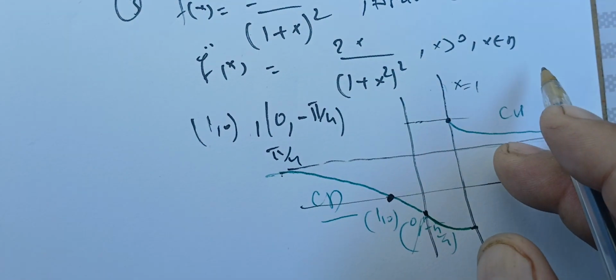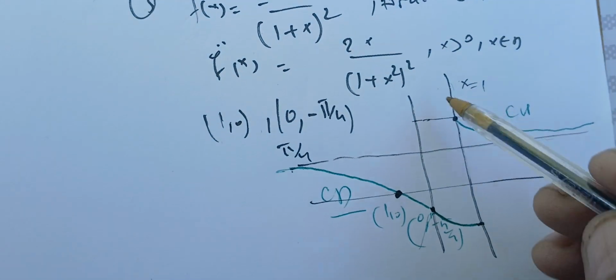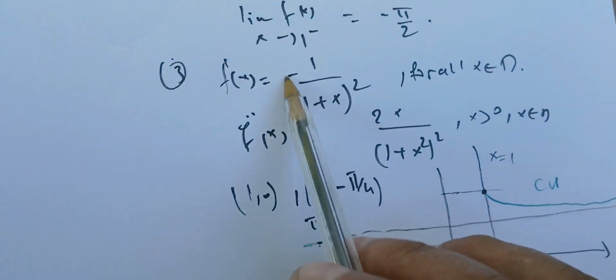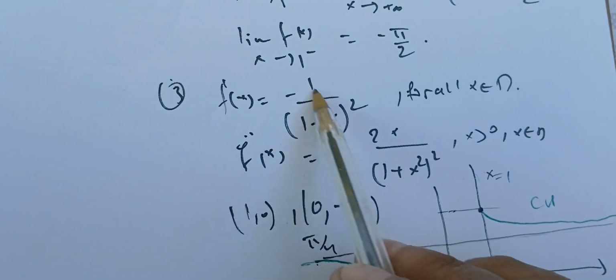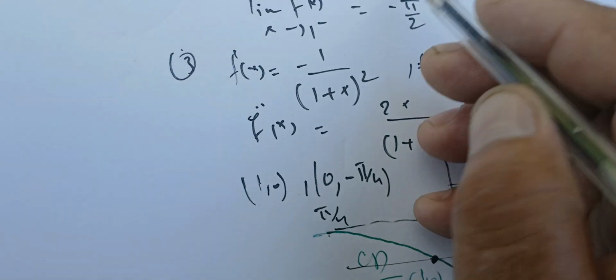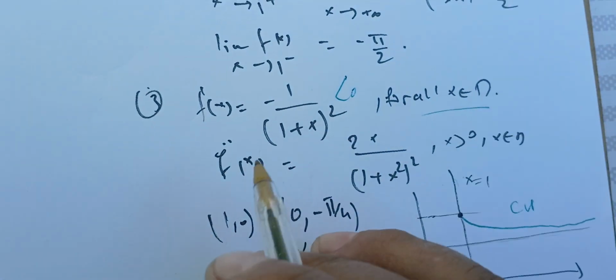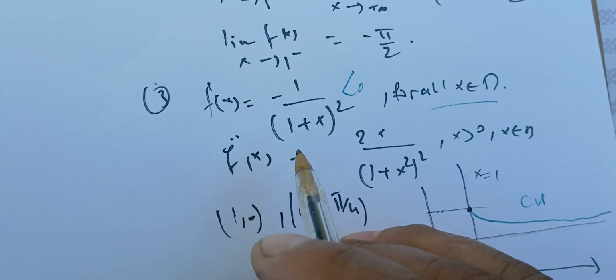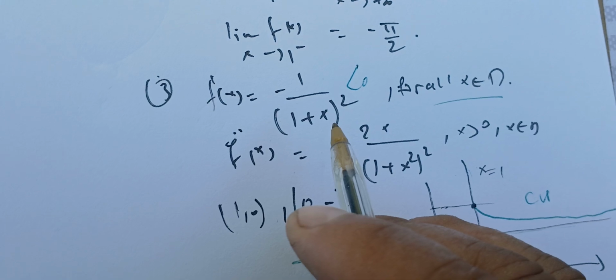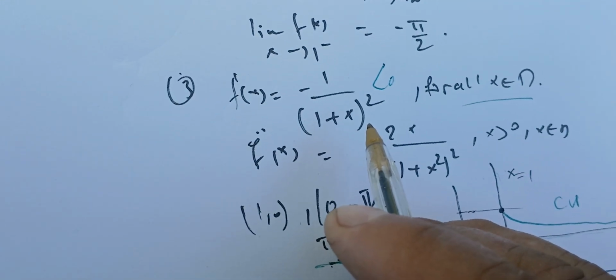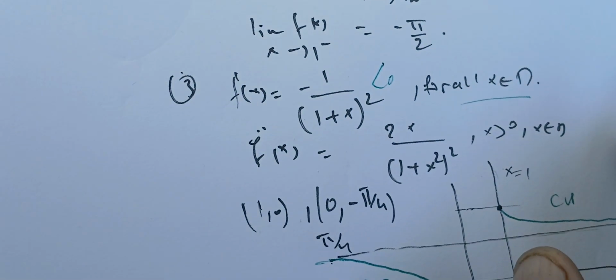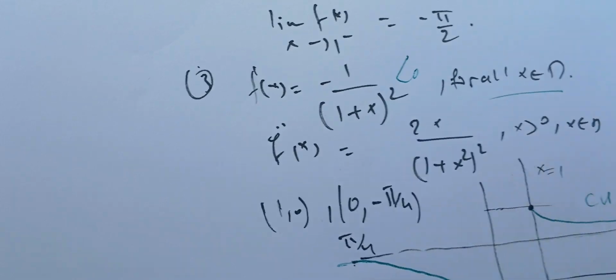I think that's all I need. It's decreasing everywhere because the derivative is less than 0 for all x in D. And what else? Let me see one more thing here. I did this one very quickly.